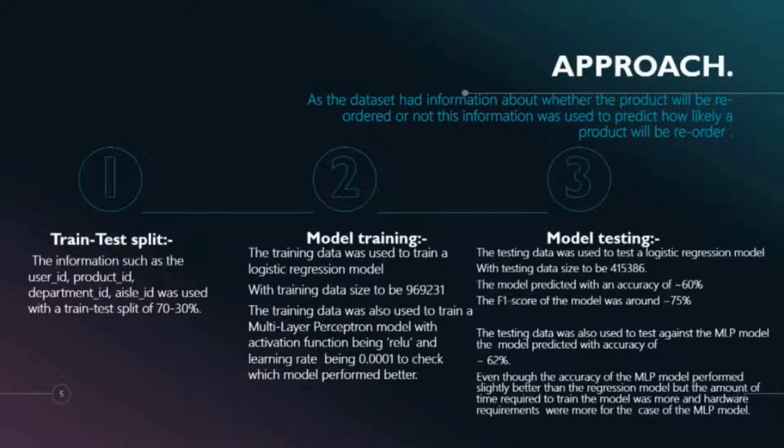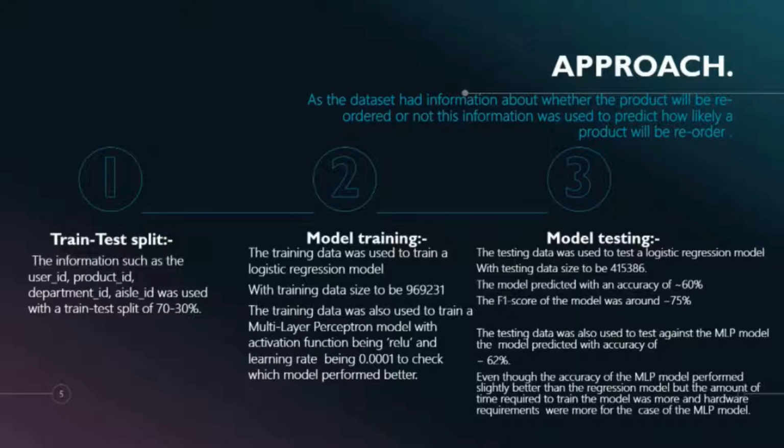Now coming to the approaches, as we saw from the previous section that there are a huge number of products that are being reordered multiple times. As the dataset had information about whether a product will be reordered or not, this data was in turn used to predict whether a customer will reorder the product or not. This information can in turn be used to stockpile products that are likely to be reordered multiple times. Thus, the approach includes 3 steps.